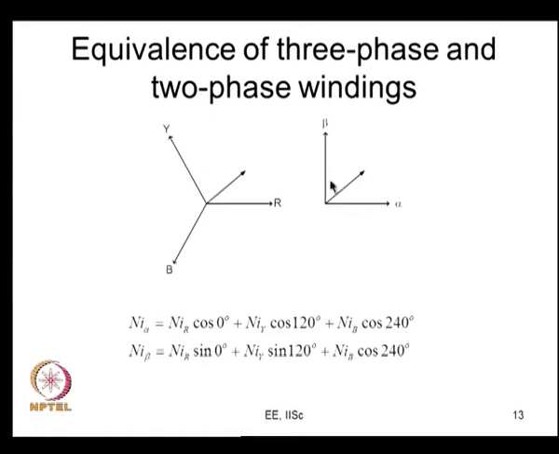And again there is the beta axis winding, and a certain current I beta flows through that and produces an MMF N i beta in this direction. The same thing is produced by the 3 phase winding as given here: N IR sin 0 plus N IY sin 120 plus N IB sin 240. I mean this should be sin, I am sorry, there is an error here, please change it over to that now.